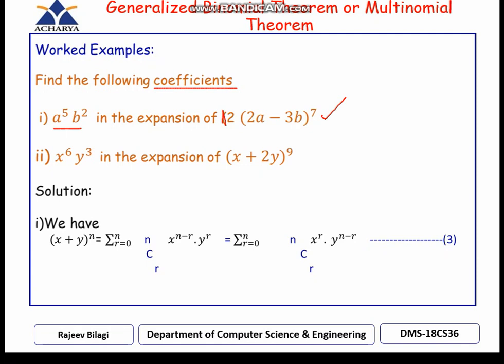We know that there are only two different terms, so I can write (x plus y) to the power of n is equal to this formula, which is my given formula, that is sigma r equal to 0 to n, nCr x to the power of n minus r into y to the power of r, or sigma r equal to 0 to n, nCr x to the power of r into y to the power of n minus r.